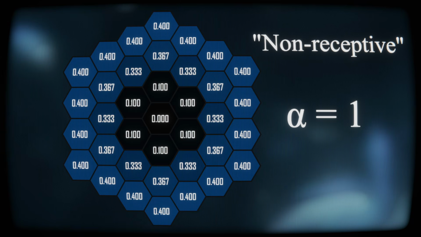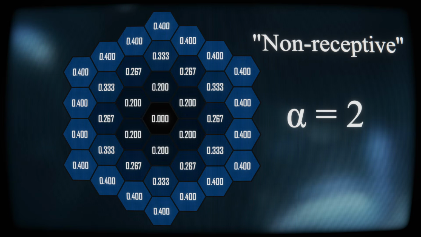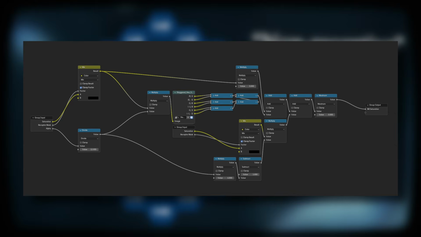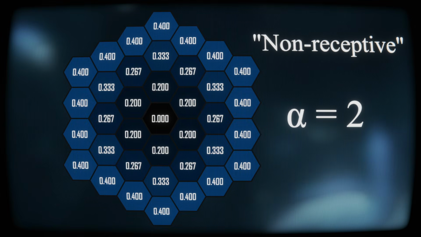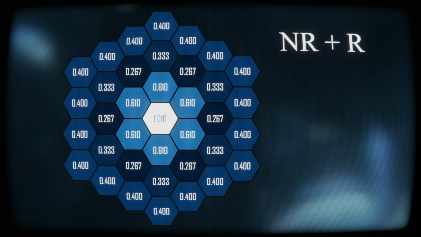When alpha equals 1, the center value is weighted the same as the average of its 6 neighbors. And when alpha equals 2, the cell's new value is simply the average of its neighbors. This is what that looks like in the compositor, by the way. With that done, we can just add our receptive and non-receptive fields together to get the final state.